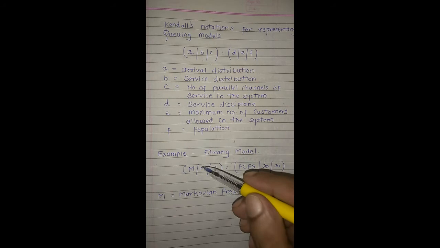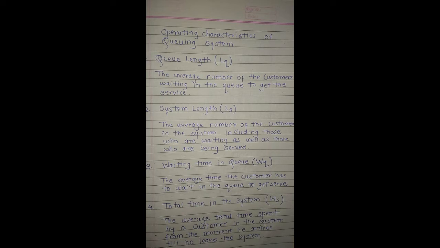Now let us see the operating characteristics of the queuing system. There are 5 operating characteristics. First is the queue length, second is the system length, third is the waiting time in the queue, fourth is the total time in the system, and last one is the utilization factor. So first let us understand the queue length. The queue length is denoted by L_Q. The queue length is the average number of customers waiting in the queue to get the service.